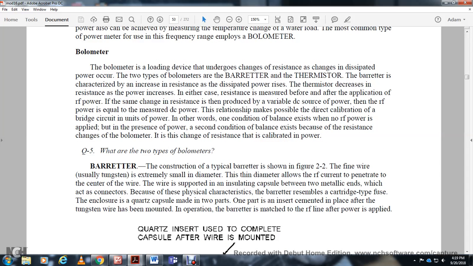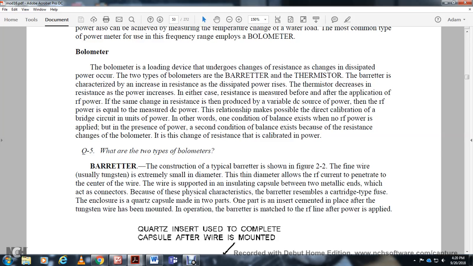The barretter. The construction of a typical barretter is shown in figure 2-2. It uses a fine wire, usually of extremely small diameter, to allow the radio frequency to penetrate the center of the wire, supported by an insulating capsule between the two metal ends. The physical character of the barretter resembles a cartridge type of fuse, but it includes a quartz capsule made in two parts, with one part of the insert cemented into the plate after the tungsten wire has been mounted.